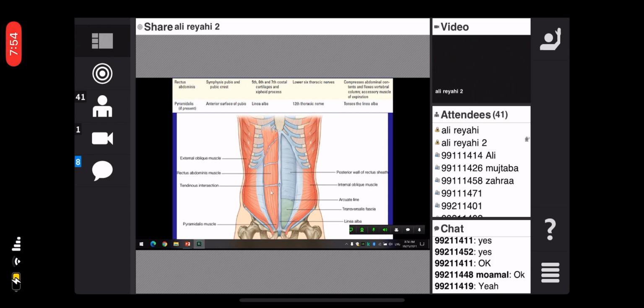Usually we can see 3 intersection tendons. One of these tendons lies at the level of the umbilicus, and the superior intersection tendon lies parallel to the costal margin.